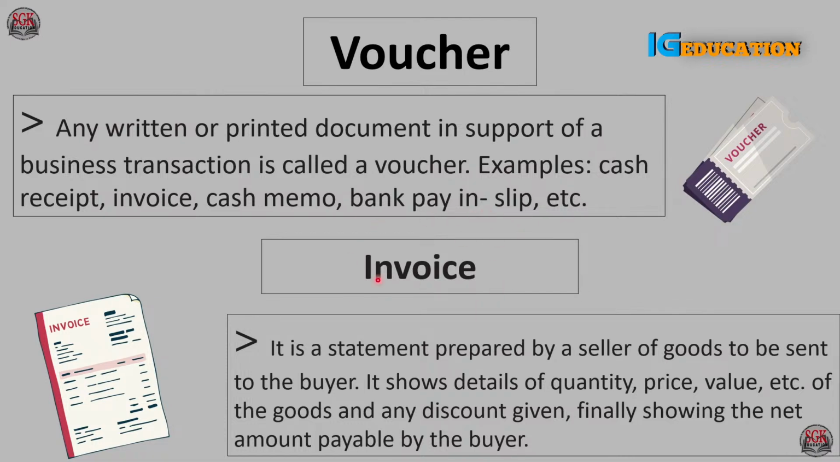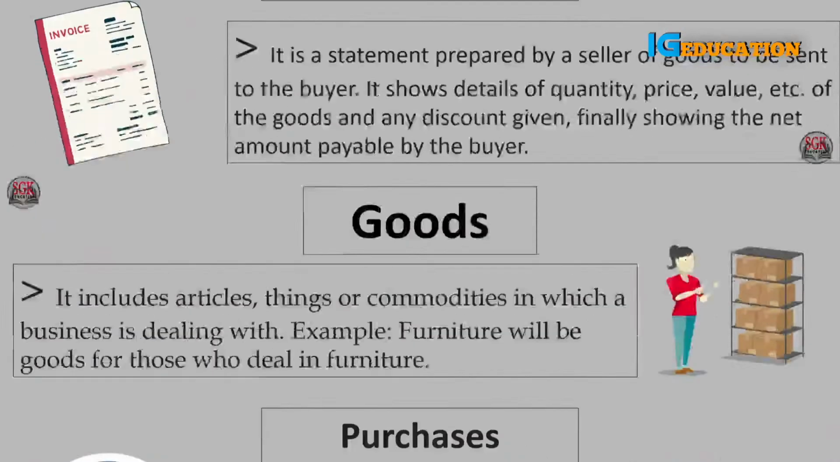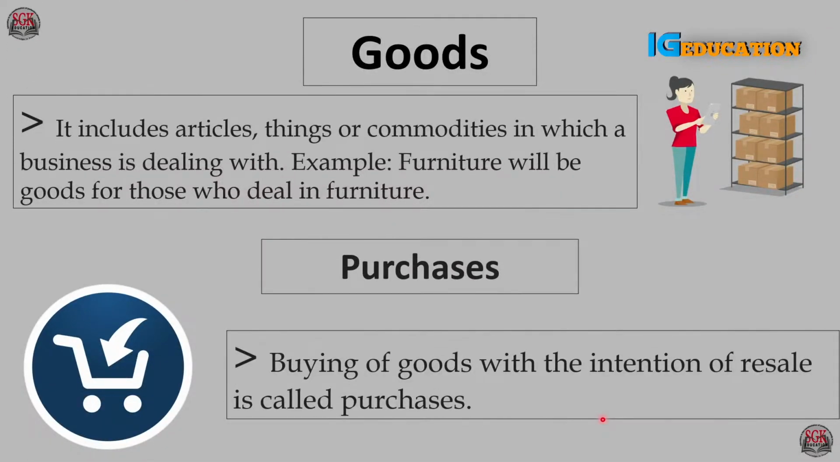Another topic is invoice. Invoice mentions all the details of the product, like quantity, price, and the value of the product, and what discount is allowed to the buyer. All this is involved in the invoice. Next one is goods. In normal terminology, goods are what the organization produces. But in accounting, for example, furniture will be goods for someone dealing in furniture.